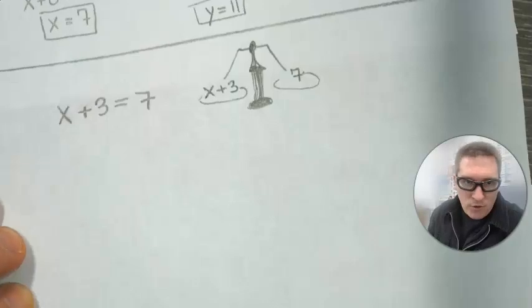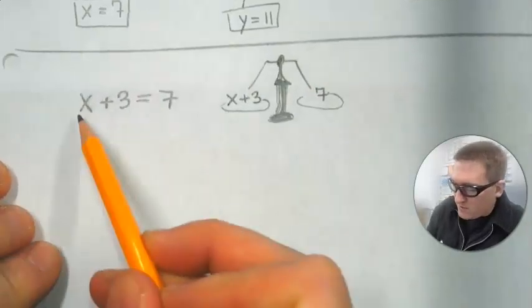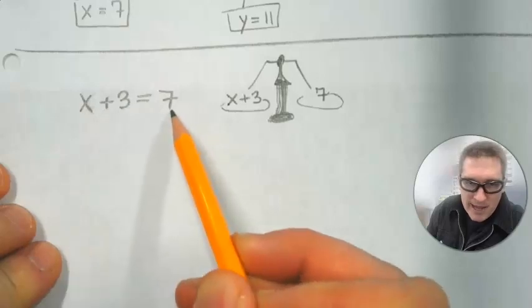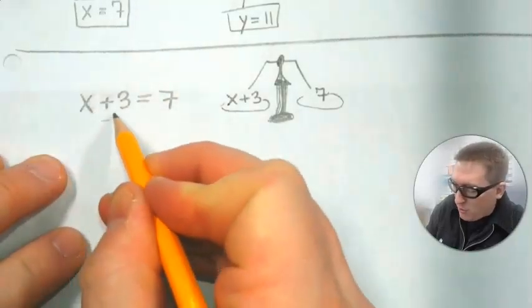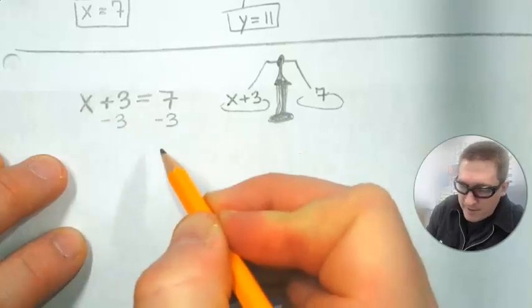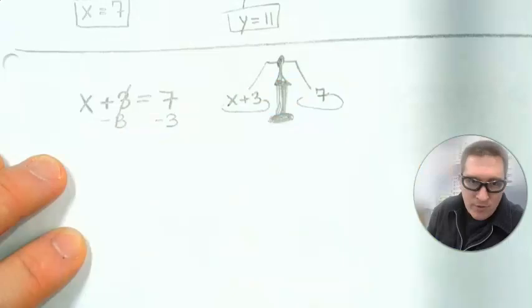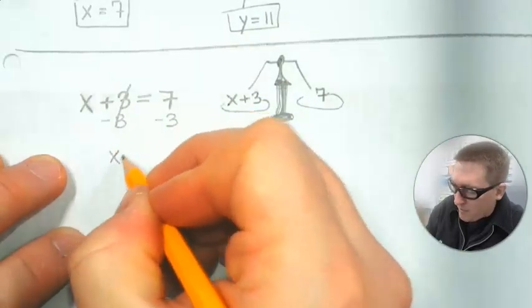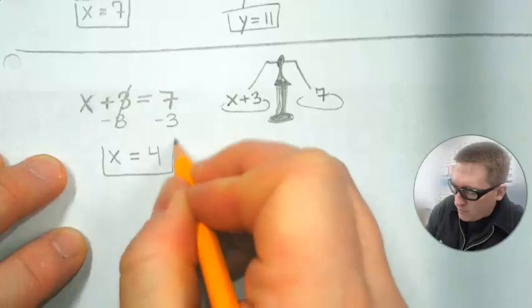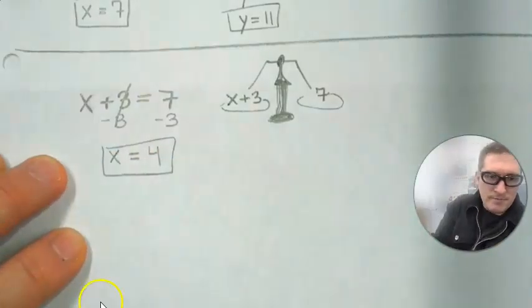Let's show what that would look like on paper. On the left side, I had my mystery number and 3 marbles. On the right side, I had 7 marbles. I took away 3 from the left side, and I took away 3 from the right side. That got rid of the 3 on the left side, leaving me with my mystery envelope, and 7 minus 3 is 4, which was what the answer was.